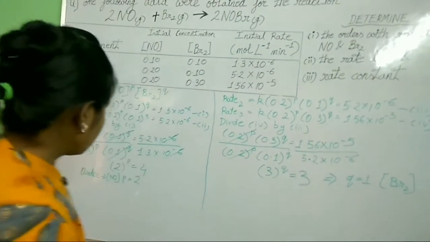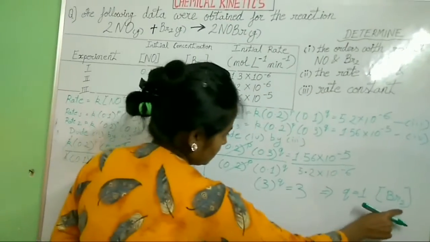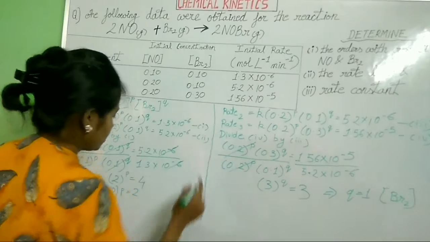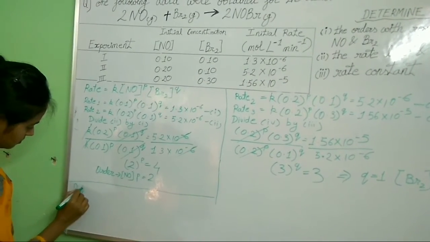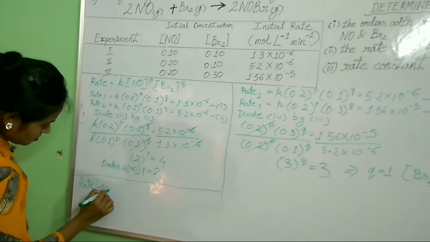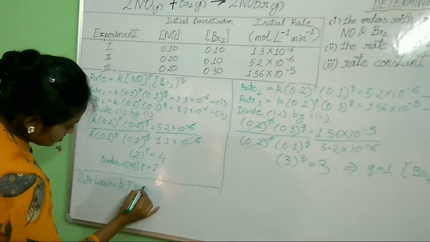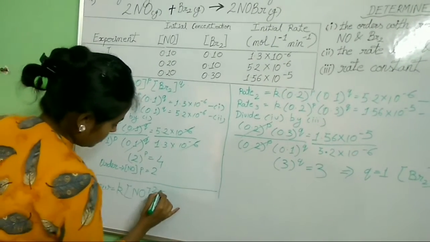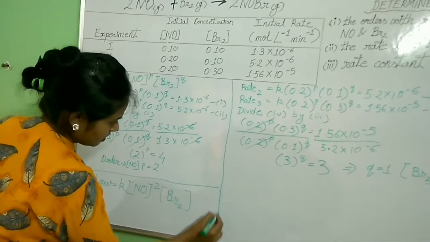We have found out the order with respect to NO is 2, and with respect to Br2 it is 1. So how to write the rate law? Rate law will be equal to K[NO]^2, and for bromine we have found that it is only 1, so [Br2]. Let it be like this.